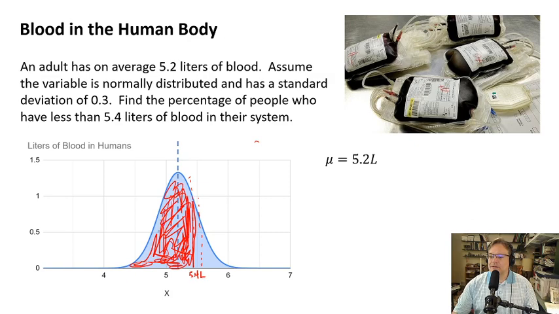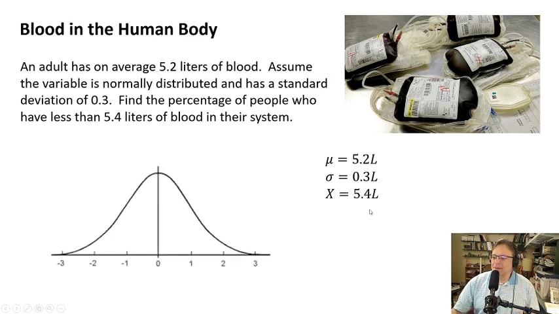But before we do that, we have to translate this normal distribution that has a mean of 5 and a standard deviation of 0.3 to a standard normal distribution that has a mean of 0 and a standard deviation of 1. Well, how do we do that? That's going to come up in a second here. But here's our standard normal distribution, and the way that we do this is we take all of our x values. We have a particular x value here, that's the 5.4 liters of blood, and we want to know what that z value is.